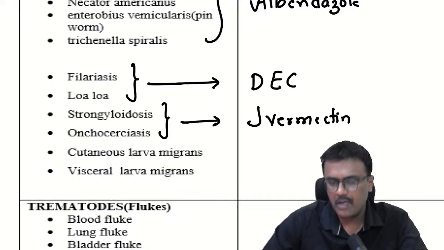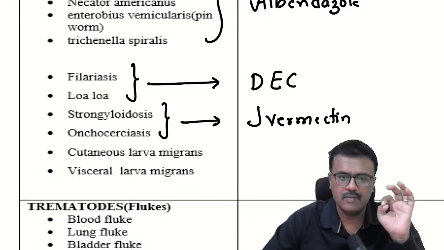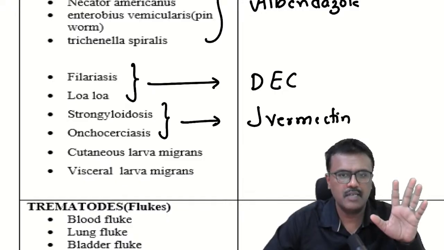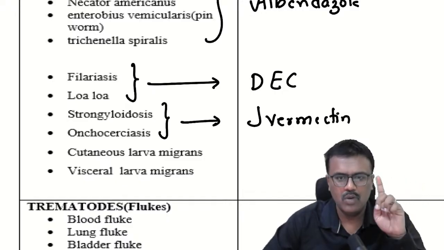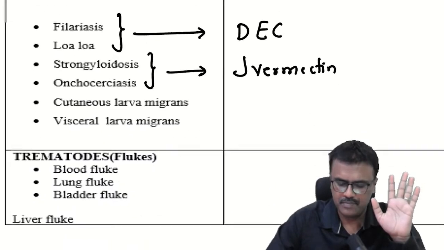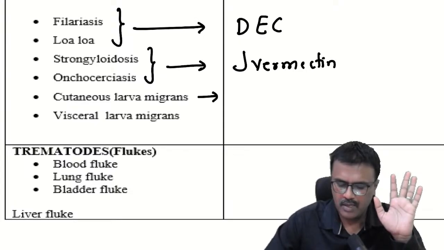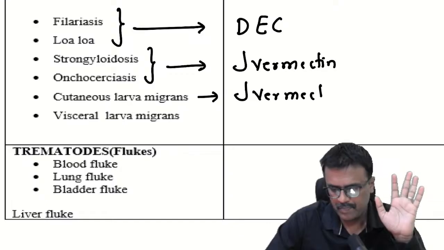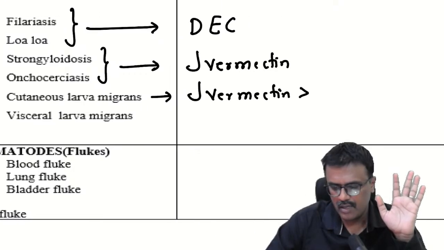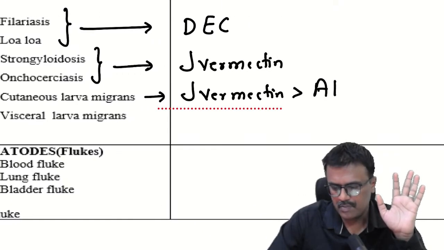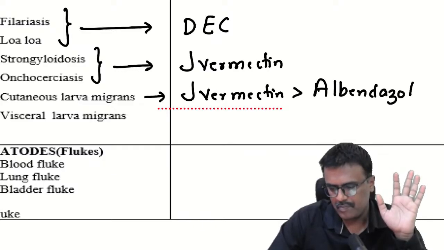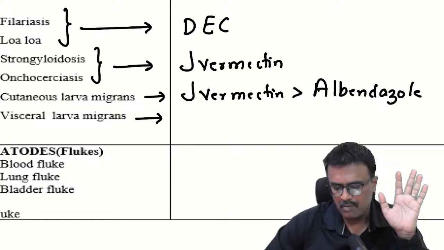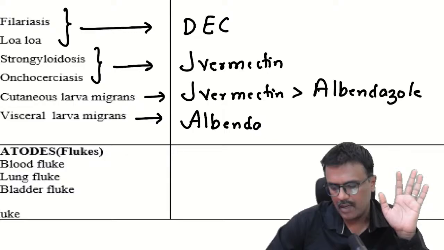Ivermectin is also an oral drug for scabies. Most of the drugs for scabies are topical. The only oral drug is ivermectin. For cutaneous larva migrans we also use ivermectin. But if it is not available, I can give albendazole. Visceral larva migrans, the drug of choice will be albendazole.